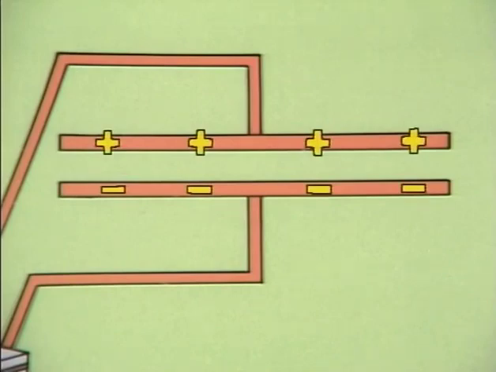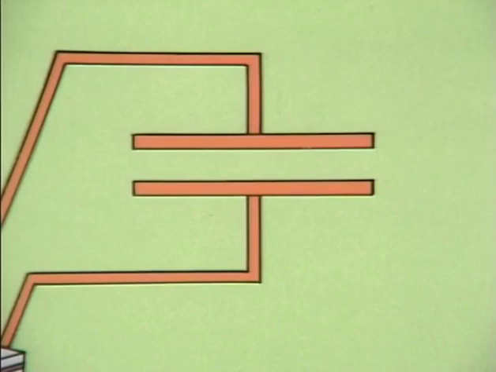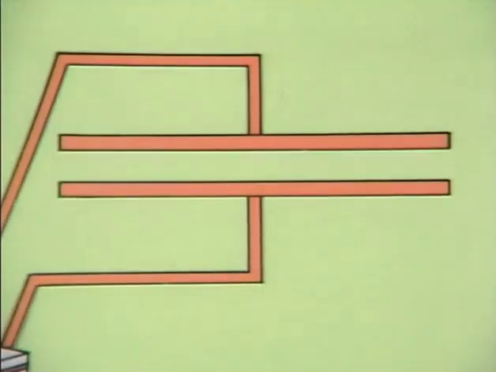The amount of capacitance developed by a capacitor is measured in units called farads. The physical characteristics of a capacitor influence the amount of capacitance it develops. Those characteristics are the plate area, the distance between the plates, and the dielectric material. Basically, the larger the plate area, the greater the capacitance.